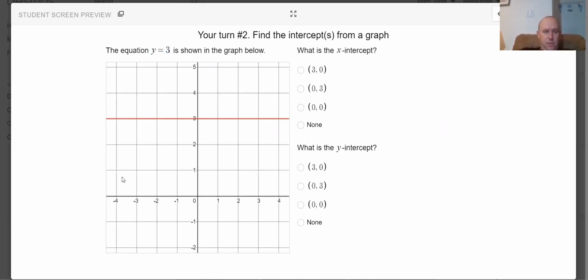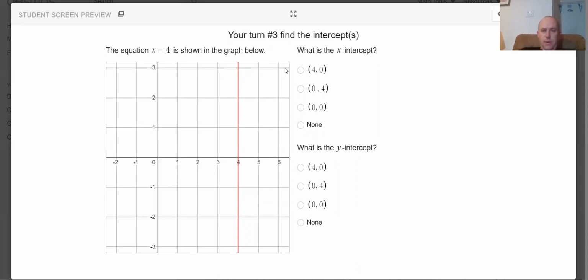What is the x-intercept? Well, this doesn't go through the x-axis at all. So sometimes they will have questions where there is no intercept at all, and we just have to make sure we understand what that's talking about. What is the y-intercept? Well, clearly 3. But I have to make sure, not the x value, I have to make sure that the y value is 3. So I'm going to select that one there.